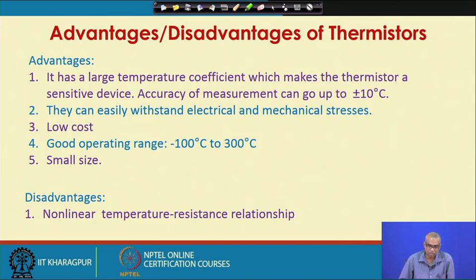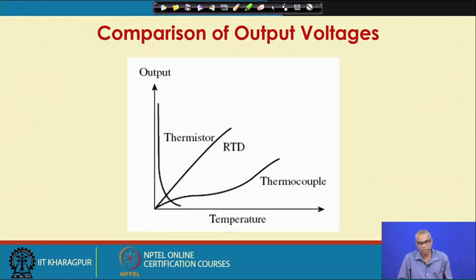Disadvantages: mainly the temperature resistance relationship is nonlinear. So, the calibration is highly nonlinear. This shows a comparison among the output voltages from thermistor, RTD and thermocouple. Among these you see that RTD is most linear.